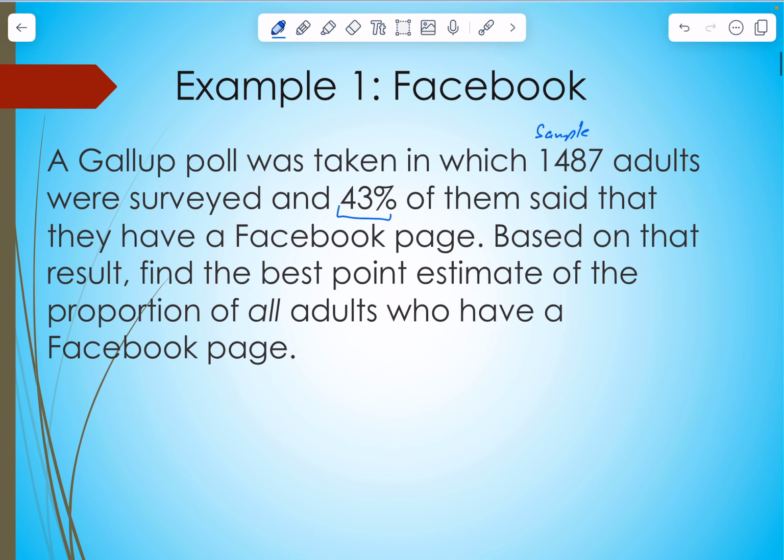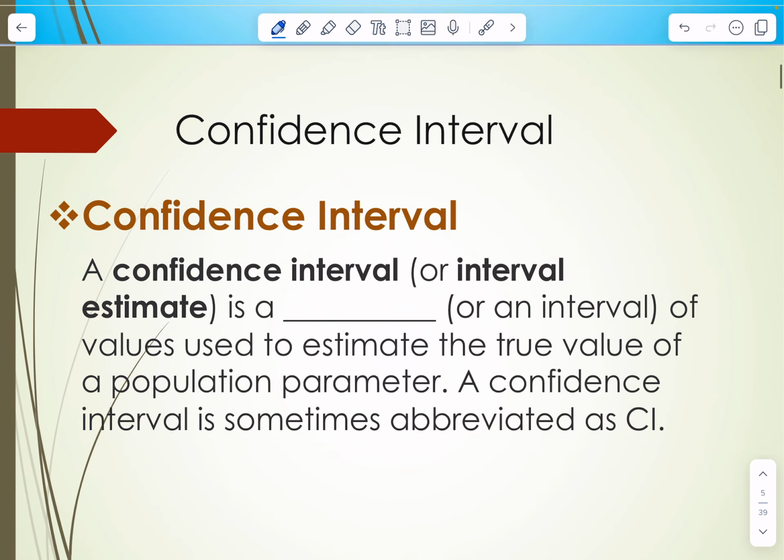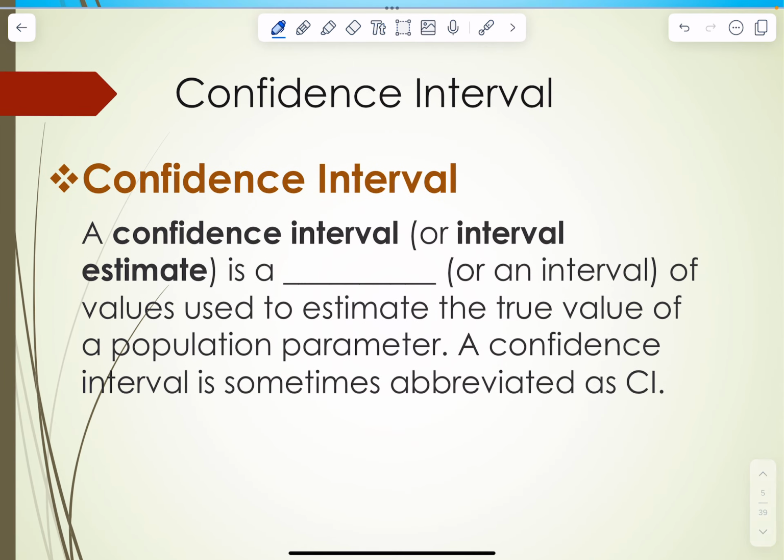So assuming that Gallup was careful with its sample, and that they gave us a good representative sample, it is likely our best estimate, our best guess for the population proportion p is just going to be 0.43. That's the proportion, or 43%, exactly what we have there. All right.